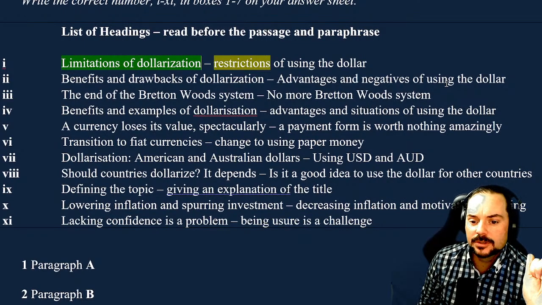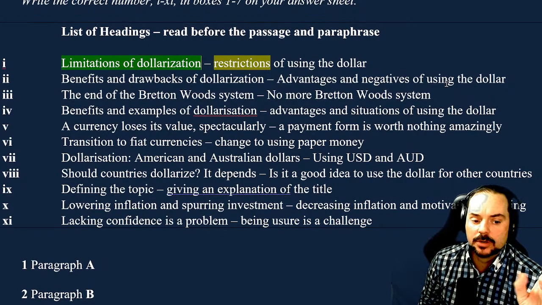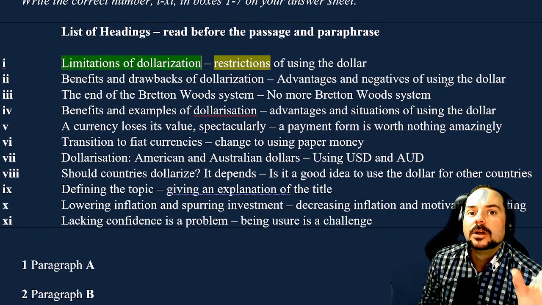Okay, maybe look at the chat. Maybe 7, dollarization. You always have to look at the whole choice, Tatiana. You can't just look at a part of it. You can't just look at dollarization; you would have to consider American and Australian dollars. Does it talk a lot about that? Yeah, the chat says number 9, defining the topic.